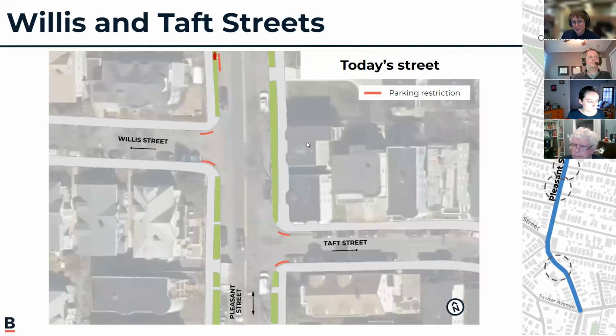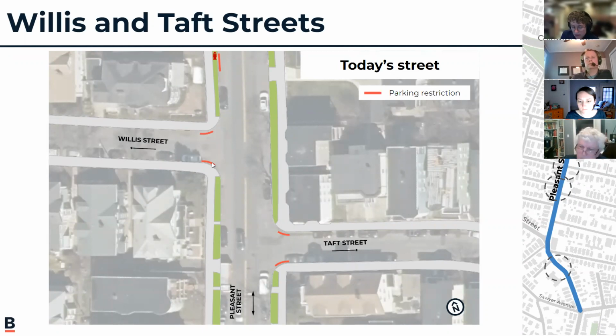All right, so here we are, Willis and Taft Streets, configured fairly similar to the intersections we already went over further north. But at Willis and Taft, we do not have existing crosswalks at all. There are some ramps, but they're not ADA compliant.